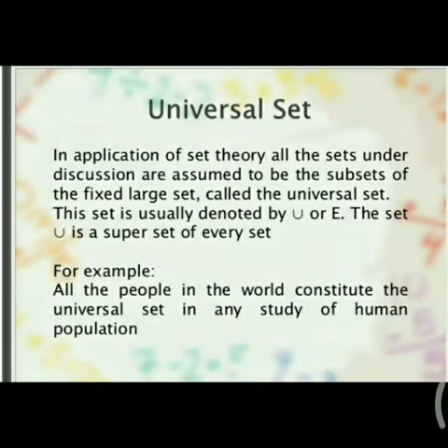In the universal set, in application of set theory, all the sets under discussion are assumed to be subsets of a fixed large set called the universal set. This set is usually denoted by U or E. The set U is the upper set of every set. For example, all the people in the world constitute the universal set in any study of human population.